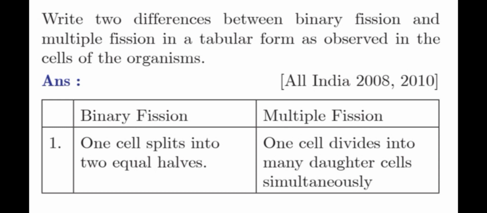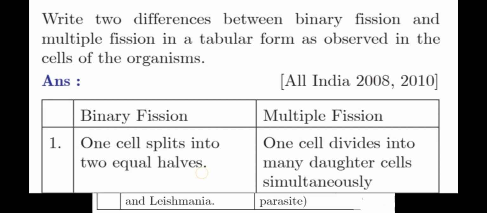Question number 4. Write two differences between binary fission and multiple fission in a tabular form as observed in the cells of the organisms. Answer. Binary fission. In binary fission, one cell splits into two equal halves. In multiple fission, one cell divides into many daughter cells simultaneously.